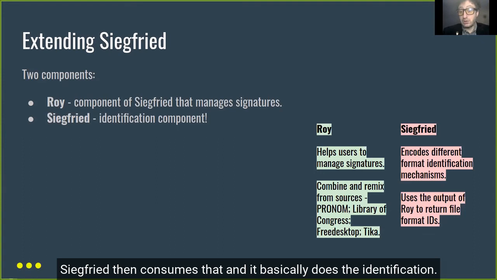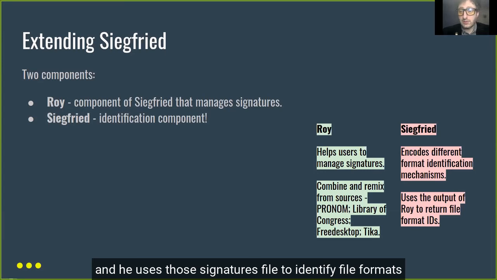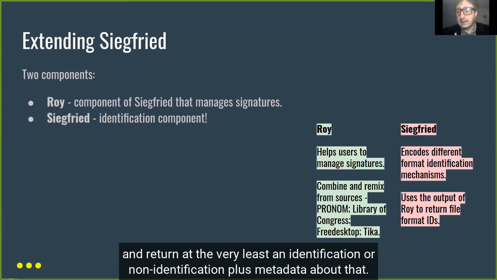Siegfried then consumes that, and it basically does the identification that I think a lot of us on this meeting today are going to be familiar with. And it uses the signature file to identify file formats and return, at the very least, an identification or non-identification, plus metadata about that.